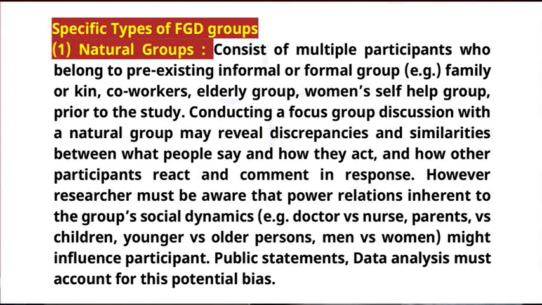Now, what is this natural group? A natural group, as I mentioned in the very first line, consists of multiple participants who belong to a pre-existing informal or formal group. For example, your family or kin, that means papa, mama, children. Co-workers who are working in industry, elderly groups, women's self-help groups. They are natural groups. So, in natural groups, what will happen? You will assemble, ask the people to come together at a particular platform, and then you have a discussion on the topic which you are discussing.